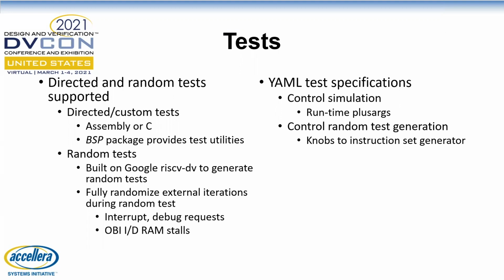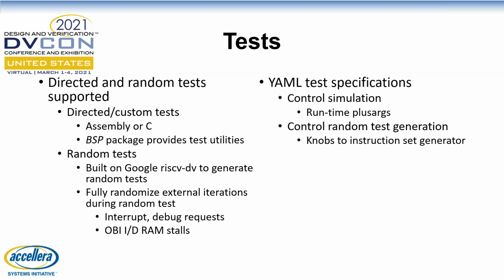As I mentioned before, we support both directed and random tests. Of course, you can write as many directed tests as you'd like in assembly or C. We have a BSP package that provides a lot of test utilities for you. And we've done a lot of work with the random test environment, building on top of Google's RISC-V DV to generate random tests. And of course, we also have a lot of work we've done in the test bench via standard UVM ways to inject stimulus into the system: interrupt and debug requests, as mentioned before, and of course, stalling interactions on the RAMs to exercise lots of different timing conditions in the pipeline.